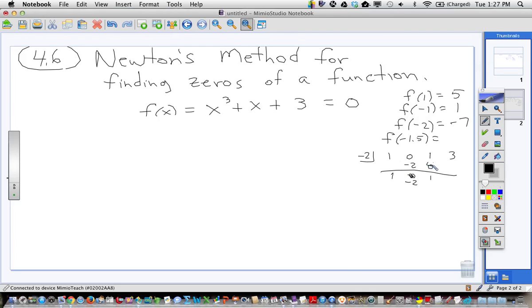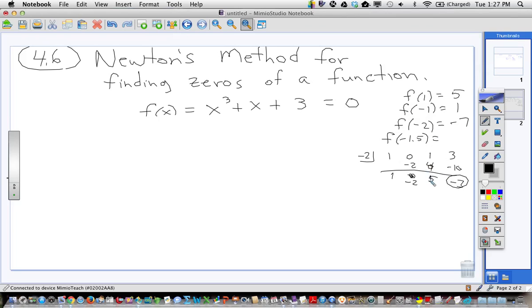-2 times -2 is 4. 4 plus 1 is 5. -2 times 5 is -10. 3 plus -10 is -7. And this number right here is that output. Now, it was not that big a deal, but if this was a higher power, and these were weirder numbers, this is a quicker way to find that. So it was something they came up with. That's not something we're going to do now, but it was just another way to find these values. Okay?